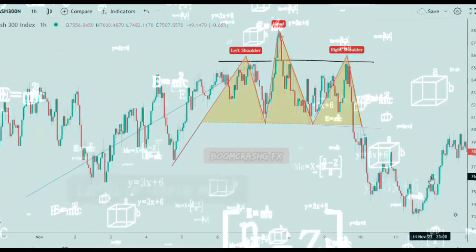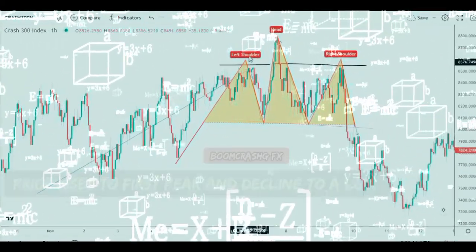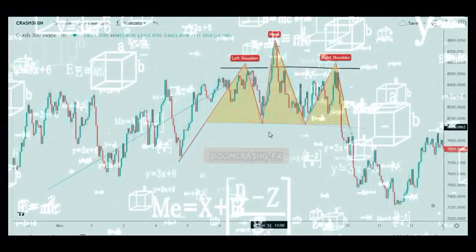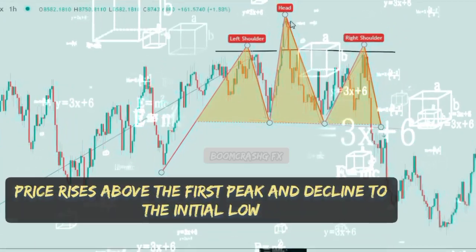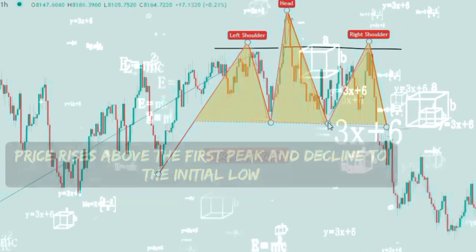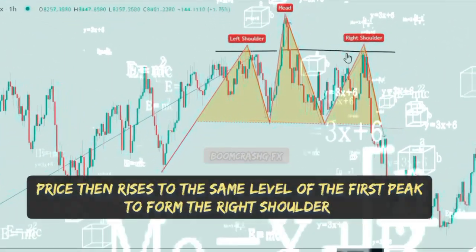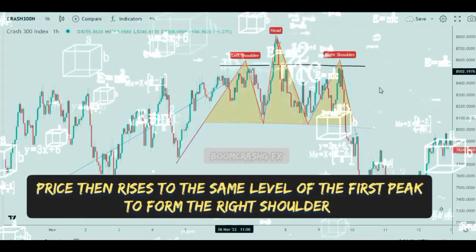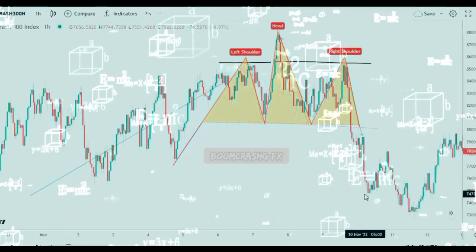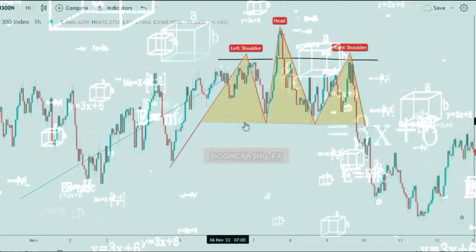Looking at after a long uptrend, a bullish trend, the price actually rises to a particular peak, which we have here, and subsequently after that declines to form a low, and thereafter rises again above the initial peak we have here. It rises above the peak and then falls back again. Then we see the price rises to a peak similar to, on the same level as, the initial peak level. Then we now see the price falling down. So there we get our neckline by drawing a trend line from these 2 lows.